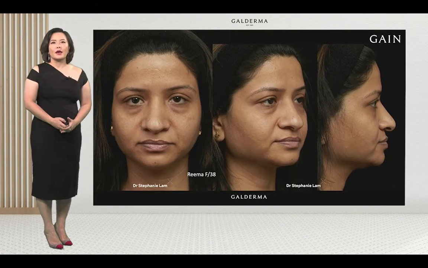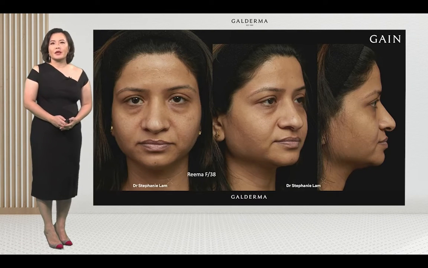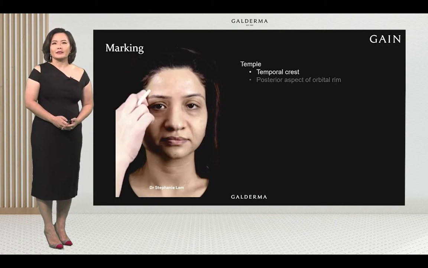In the side view, you can see that while her brow shape is pretty good, she does have some temporal hollowness, which gives the side part of her upper face a little shadowy appearance. So that's why in her case, I've chosen to inject in the subcutaneous plane over a bigger region with Restylane Volume. Here are my markings.